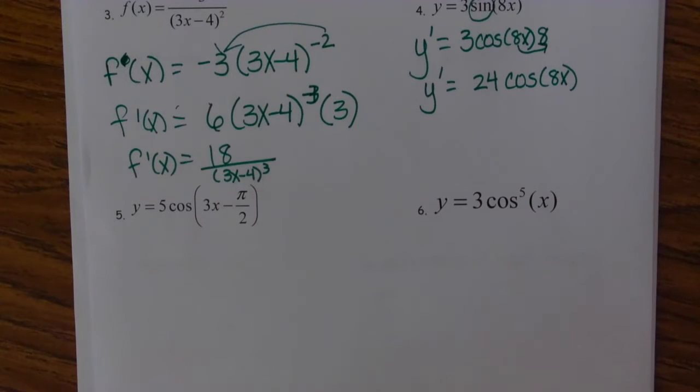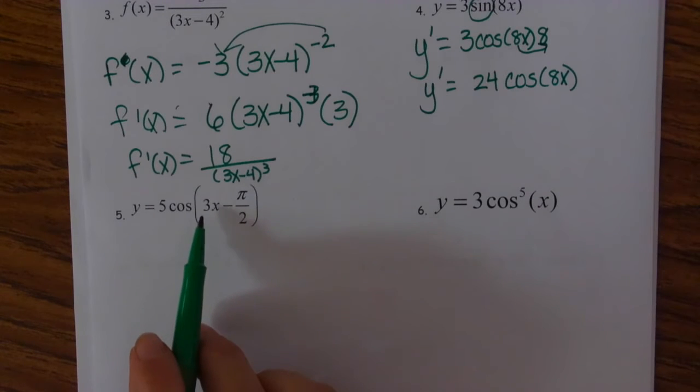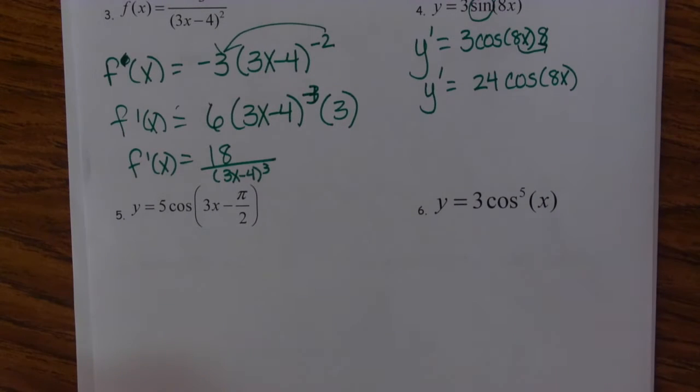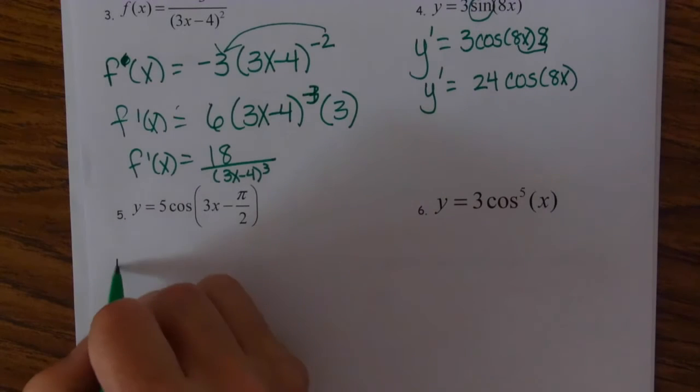What about this one? Is that really kind of just like 3x minus pi over 2? Does the pi over 2 do anything? It's just a number, right? What's the derivative of a number? 0. So this really isn't trouble. It just looks scary. So what's the outside function?